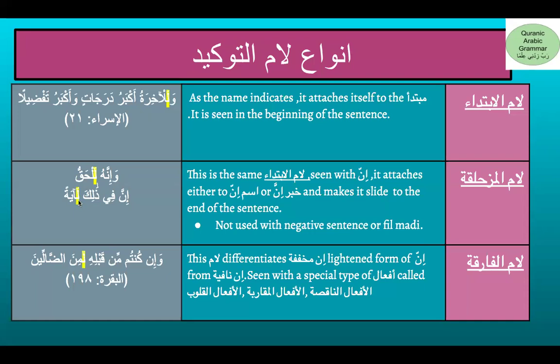The next example we can see is where lamul muzahlaqa has attached itself to ismu inna and it has been shifted, or slid, to the end of the verse, and we can see here inna fi dhalika la ayah. So la ayah was ismu inna that has been delayed because lamul muzahlaqa made it slide to the end of the sentence. So lam, which is a sliding lam, attaches itself to either ismu inna or khabru inna and is seen with inna. Just call it lam muzahlaqa.